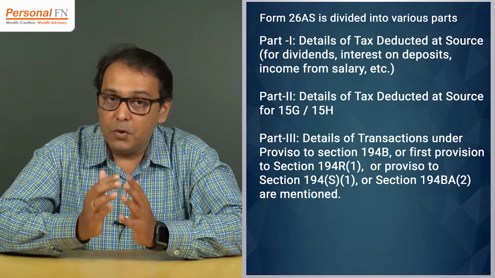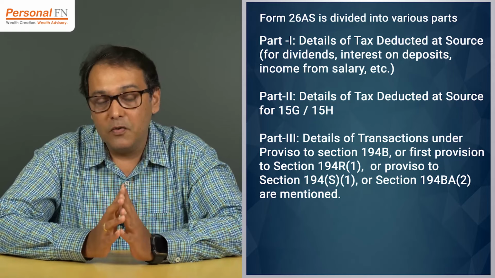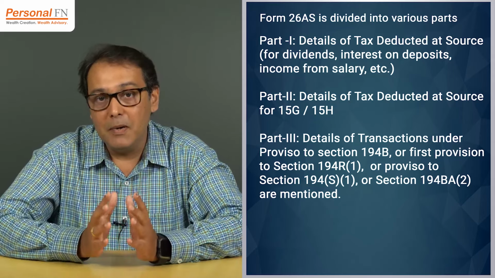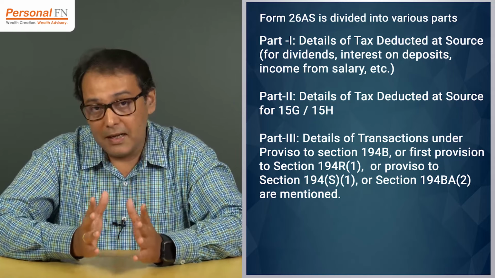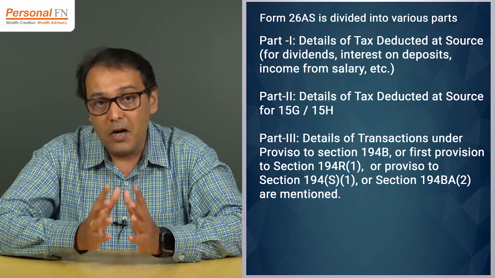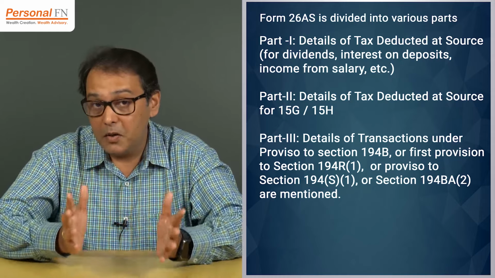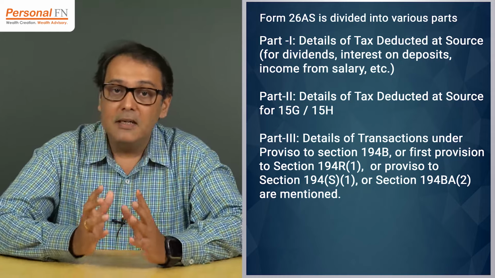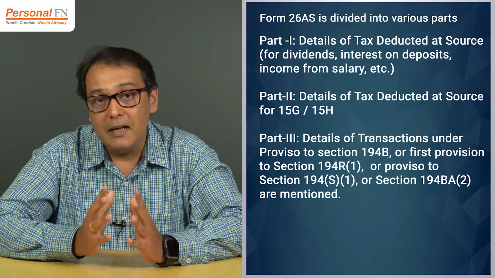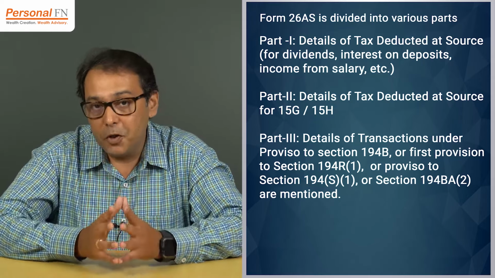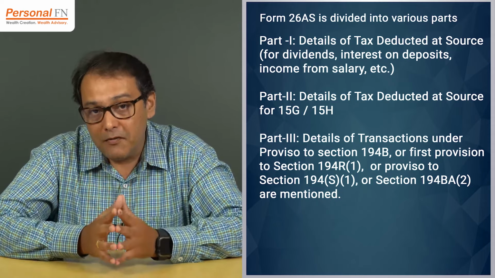Or proviso to Section 194S(1), that is payment for the transfer of virtual digital assets where the payment is in kind or in exchange of another virtual digital asset and tax required to be deducted is paid before such payment is released. Or Section 194BA(2), that is net winnings from online games where the net winnings are made in kind or cash is not sufficient to meet the tax liability and tax has been paid before such net winnings are released.